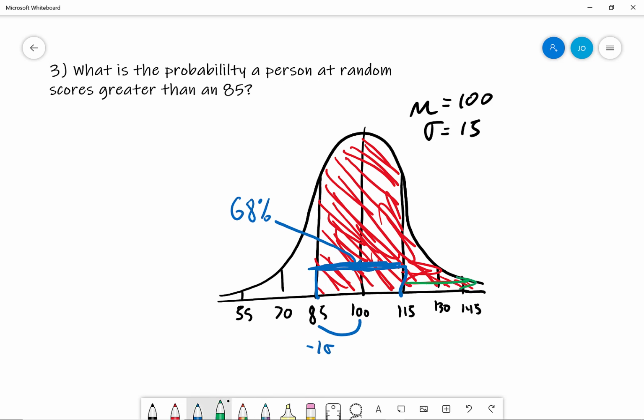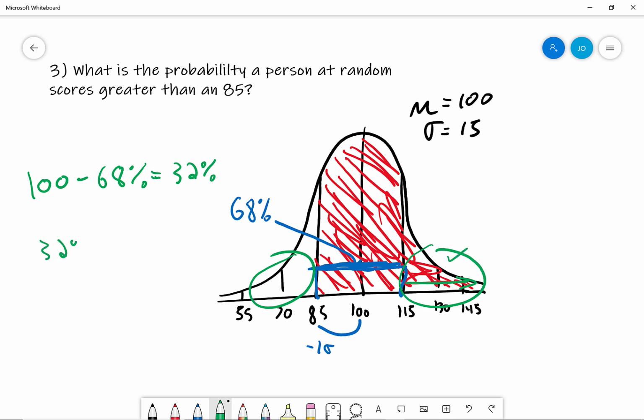Well, just like we did before, we know that there is a 100% chance we get some value. There's 68% within one standard deviation. We'll end up with 32%. But that 32% is looking at both halves of this graph, this stuff over here and this stuff over there. Well, we only want just one side of that. We just want this stuff. So let's take that 32%. We'll divide it by 2, and we end up with 16%.